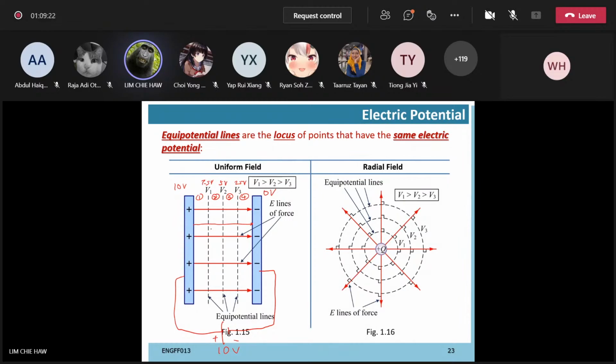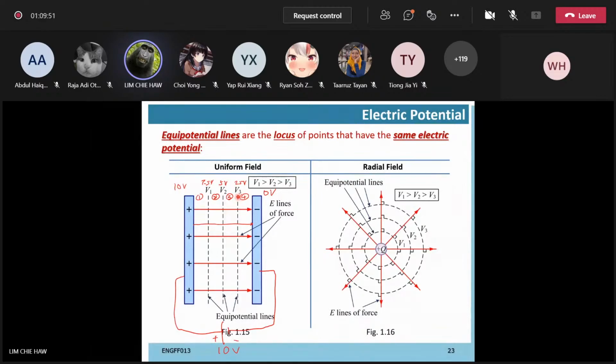Look at all the dotted lines that I draw, for V1. This dotted line will be the equipotential line. It means that no matter at which location you stand along this dotted line, you will get 7.5 volts. No matter where you stand, as long as it is along the dotted line here, you get 7.5 volts.